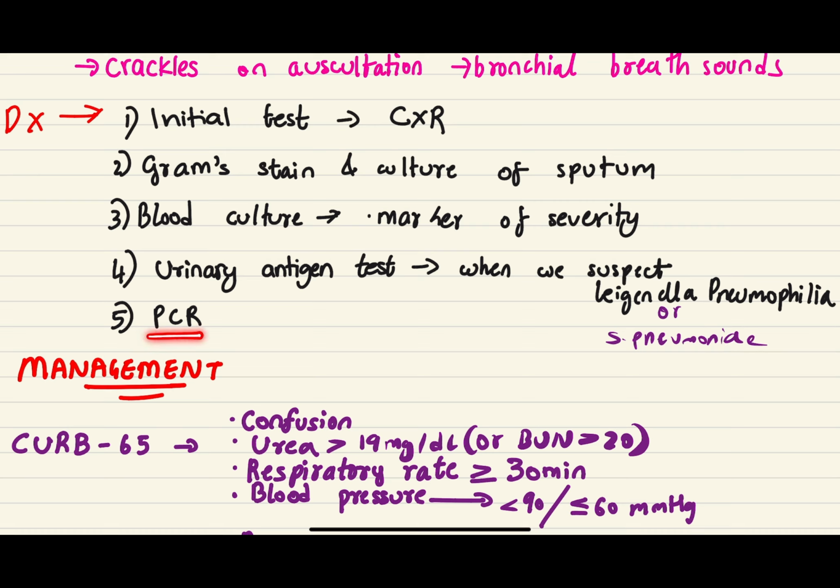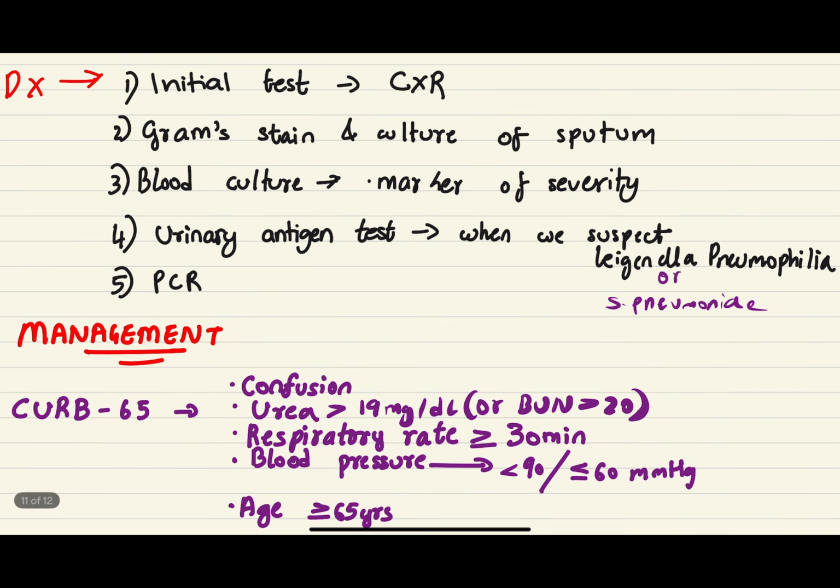And PCR, which is a rapid molecular test done for viruses or atypicals, especially in outbreaks. Additional tests are procalcitonin or C-reactive protein to differentiate bacterial from viral causes, and pulse oximetry for oxygen levels.